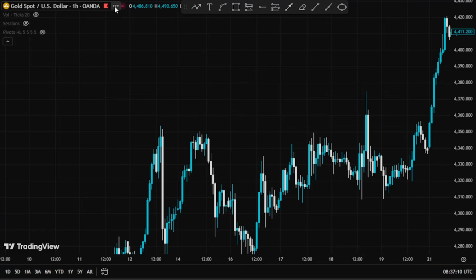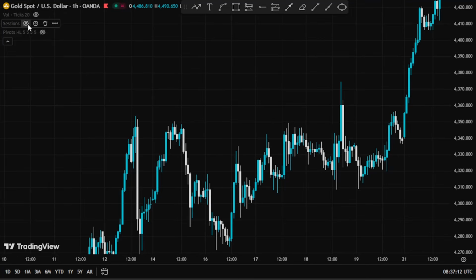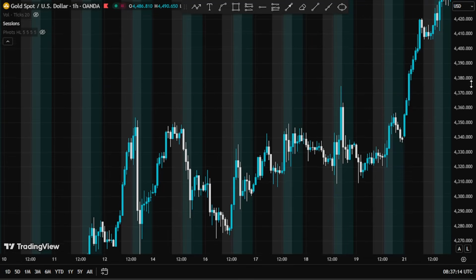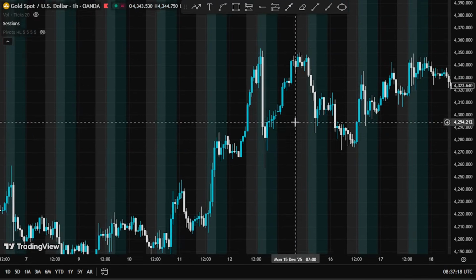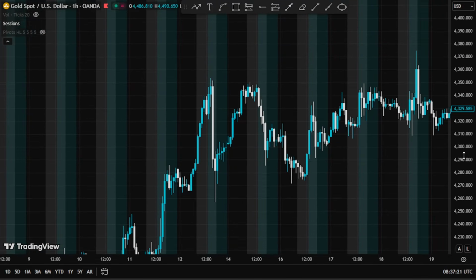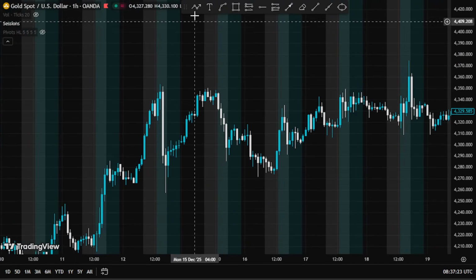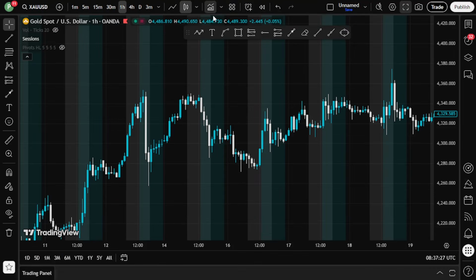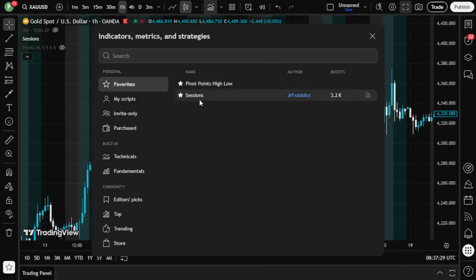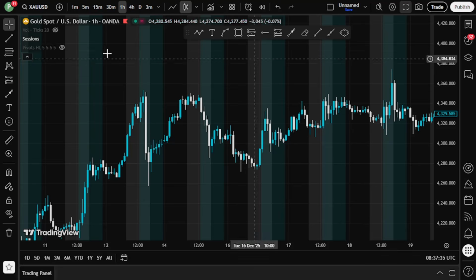So let me turn this on so that you can see. When price goes into session, that is when the ICC is best traded. You can see that price moves a lot in session, and that is why it is best traded then. So when you want to identify a session, you can just come to the indicator and search for sessions. Then use the one by JSFX Addict. This is it. So this is what you should be using.